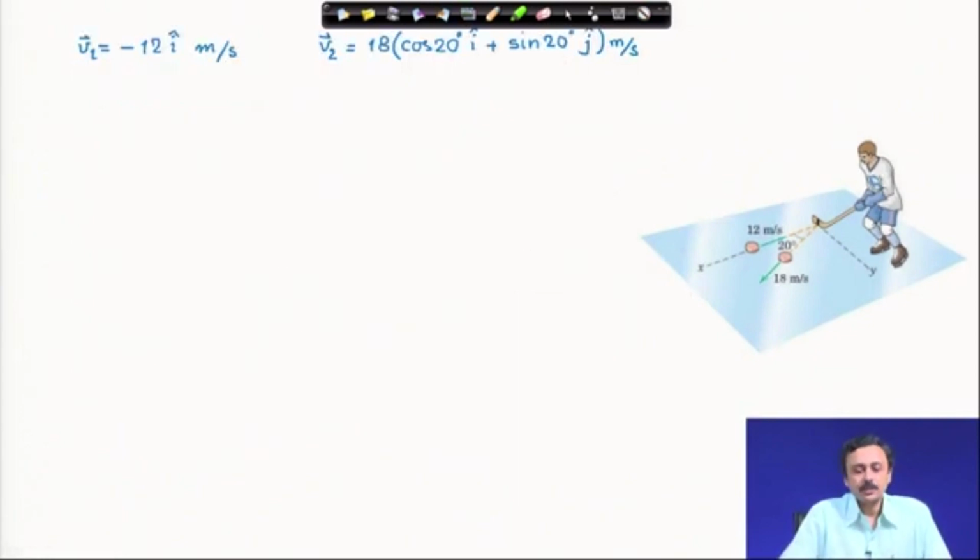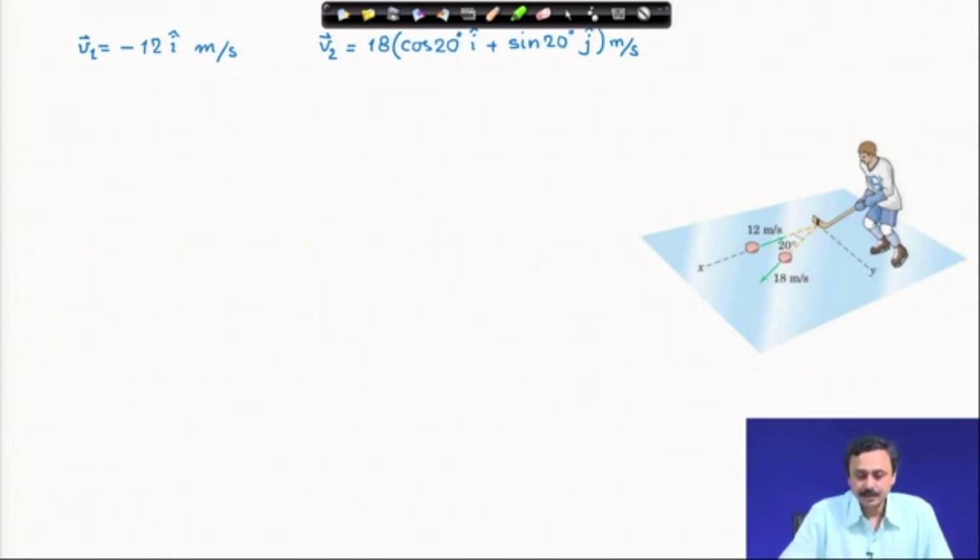We will use this xy coordinate system and represent every vector and then apply, because you remember that impulse momentum form is a vector relation. V1, the initial velocity of the puck, is minus 12 i cap meter per second. It is in the negative x axis direction. So, minus 12 i cap.